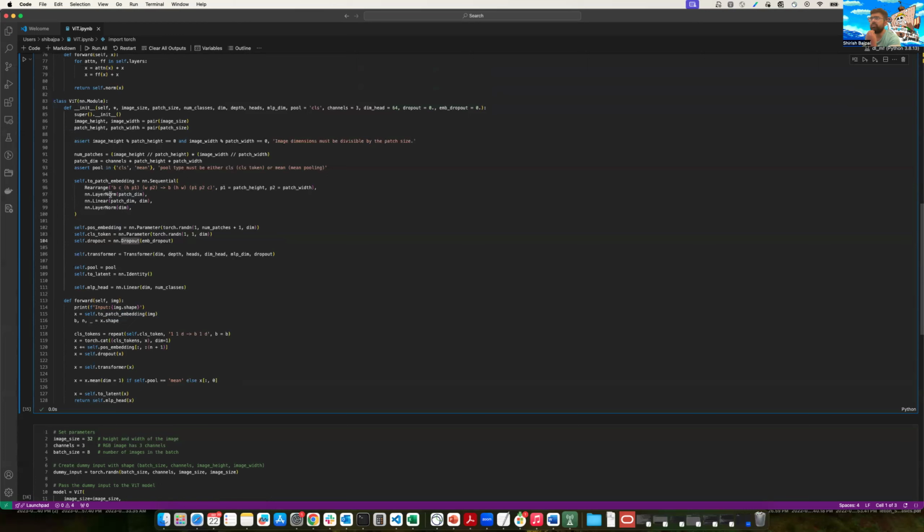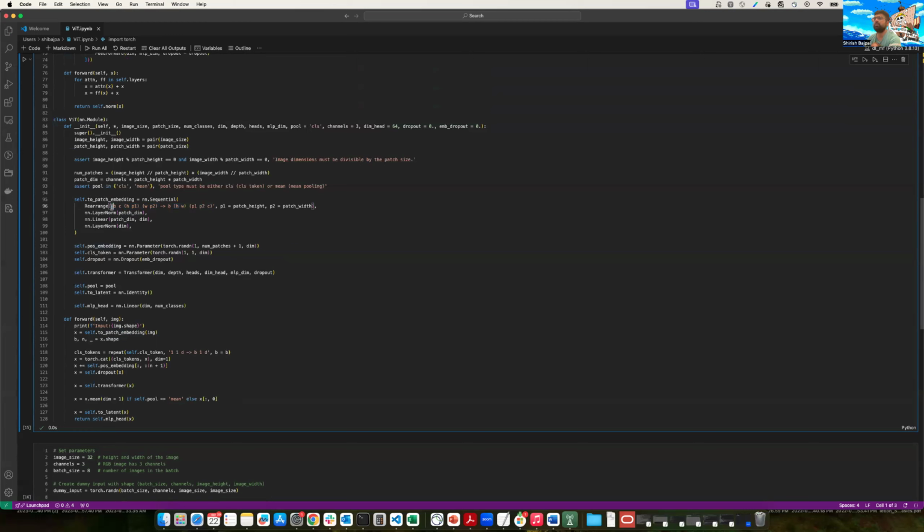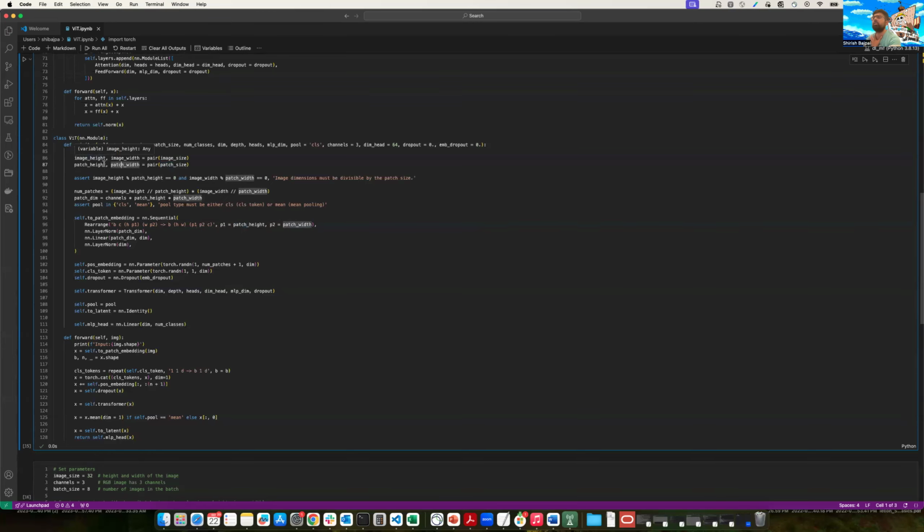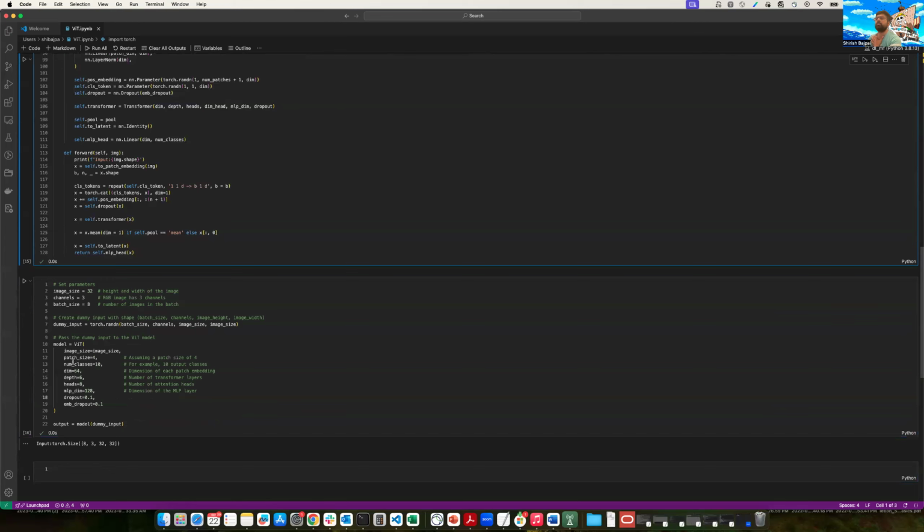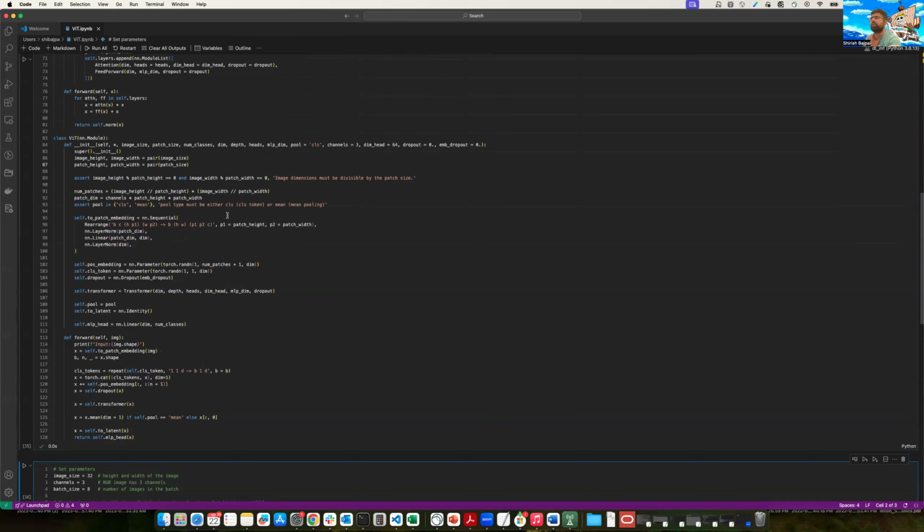So this is the input. It will rearrange it to this, right? So basically batch, channel, then we have H into P1 and W into P2. This will be rearranged to batch, H into W, and we are stating that P1 is the patch height and P2 is the patch width. Now, what is patch height? If you see here, what we have initialized is this patch size. So we are considering a square patch, where patch height and width is 4, right?